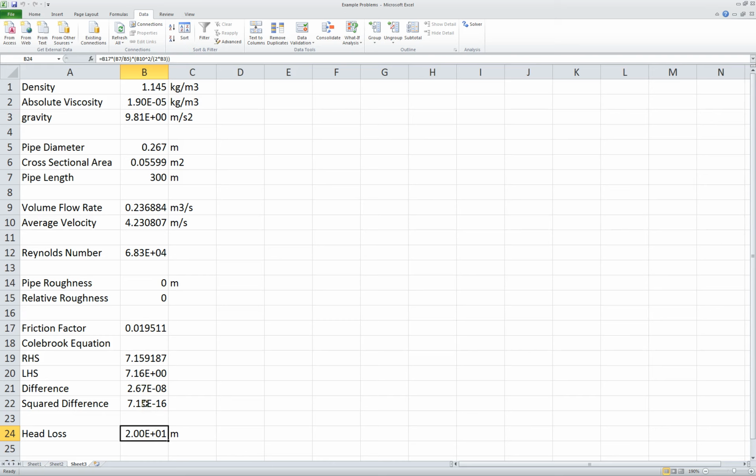It's almost 0. And it converged to a solution where the volume flow rate was 0.237 cubic meters per second. So that's the final result here that was obtained by using the iterative technique in the Solver tool to come up with the best solution that satisfies all of the equations that we wrote down.